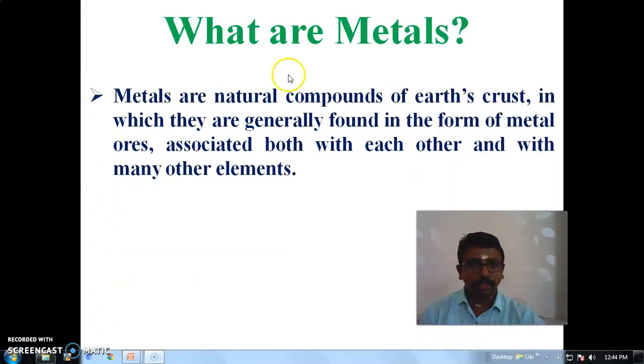And metals are natural compounds of the earth's crust, in which they are generally found in the form of metal ores associated both with each other and with many other elements. The metals obtained in the earth's crust are associated in the form of ore. From that ore we have to extract, which means we have to separate the metals.